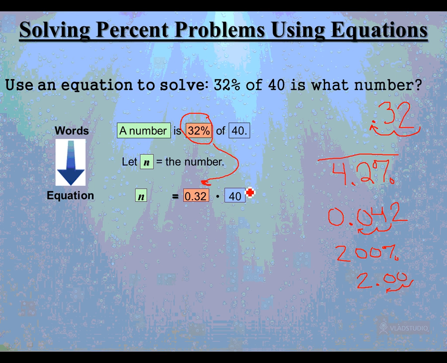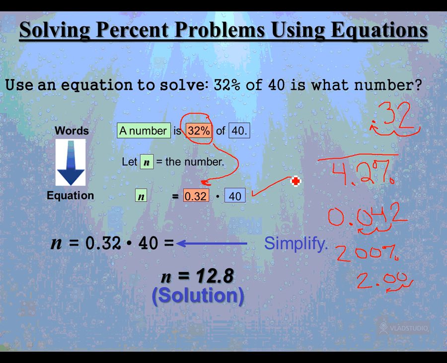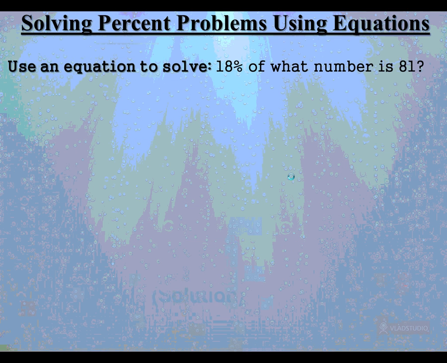But here you go. You guys are allowed to use your calculators and solve that. 32 hundredths times 40 equals 12 and 8 tenths. There's your solution, 12.8. There's your answer. Pretty simple stuff. Some of you might actually prefer this method over the is-of method. I think a lot of people do. The only thing is that these can be kind of tricky, especially when we're looking for a percent. So let's look at our next example.